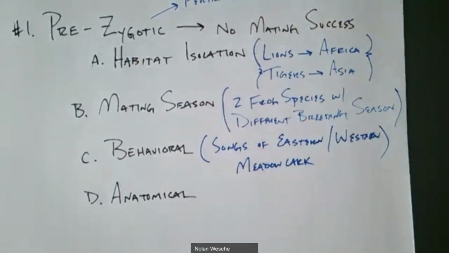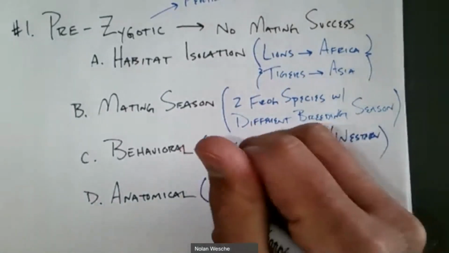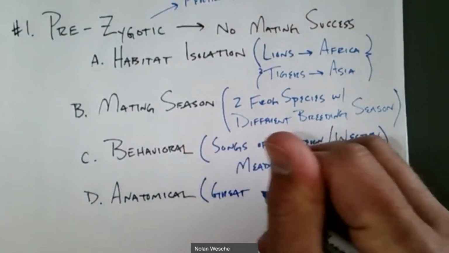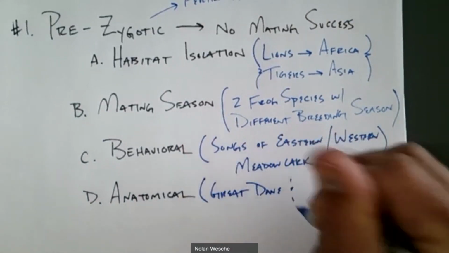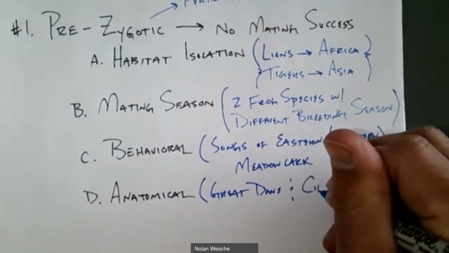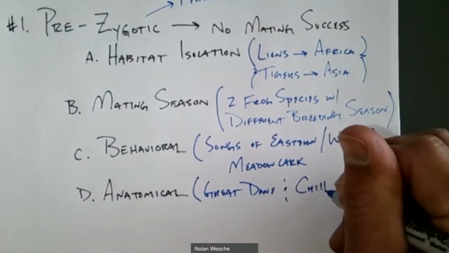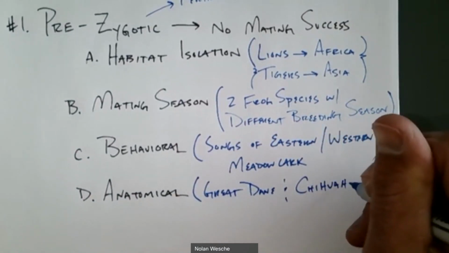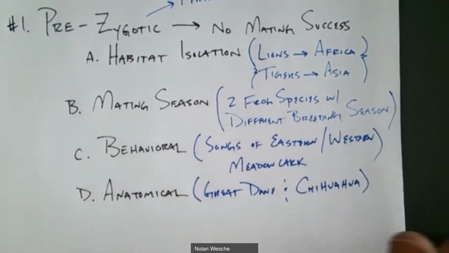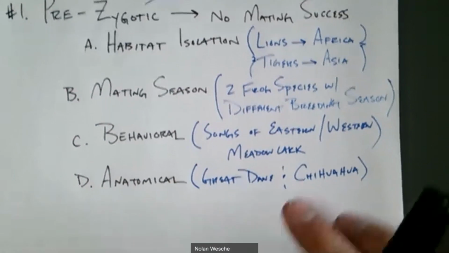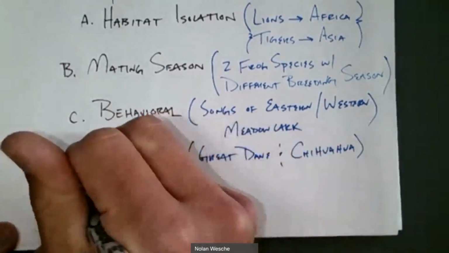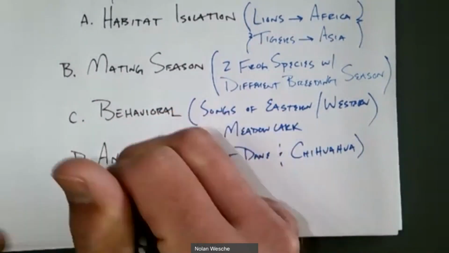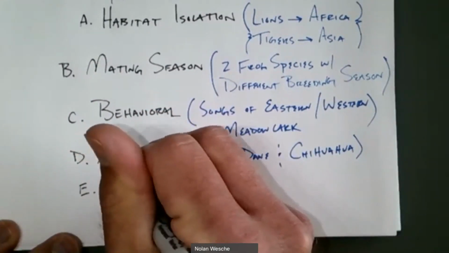Again, we'll just go ahead and list that down. That Great Dane and the Chihuahua. So we have that barrier. And then finally, the last one in the pre-zygotic category is this gamete incompatibility.